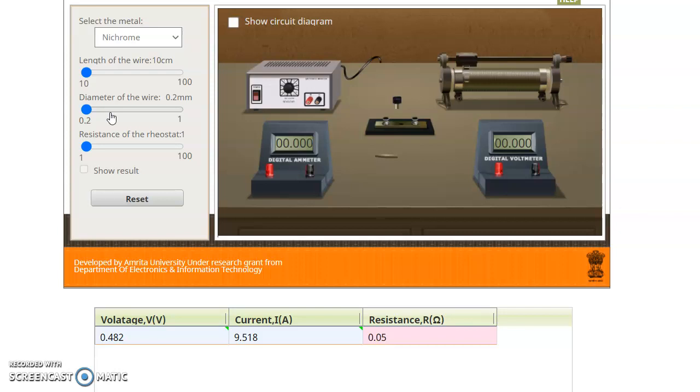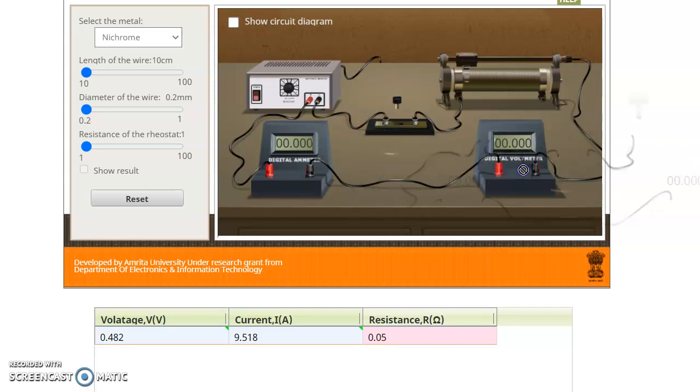Now you can see that the length of the nichrome wire is again 10 centimeter, like it was in the case of silver. So there is no change in the length, and the diameter of this nichrome wire is again 0.2 millimeter. Again it is the same, and the resistance is kept at 1. Now let us make the circuit complete again. This is how we are going to make the connections, like we did last time. Every connection should be done nicely so that the circuit becomes closed, because we all know that a circuit is a closed and continuous path for the flow of electric current. Since it is a closed and continuous path, we need to be very careful.